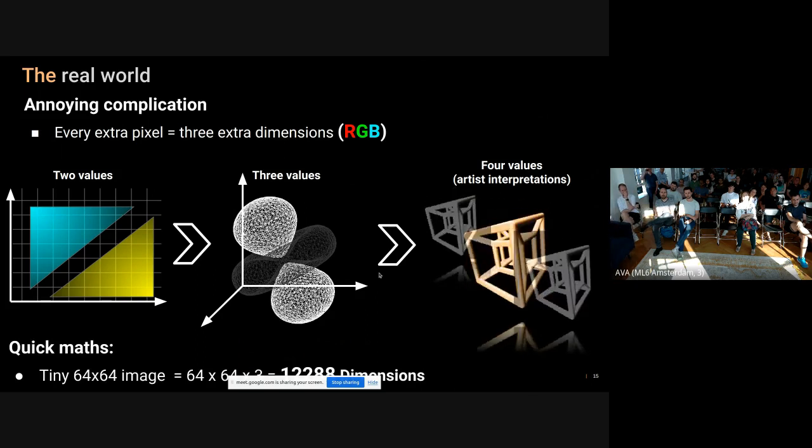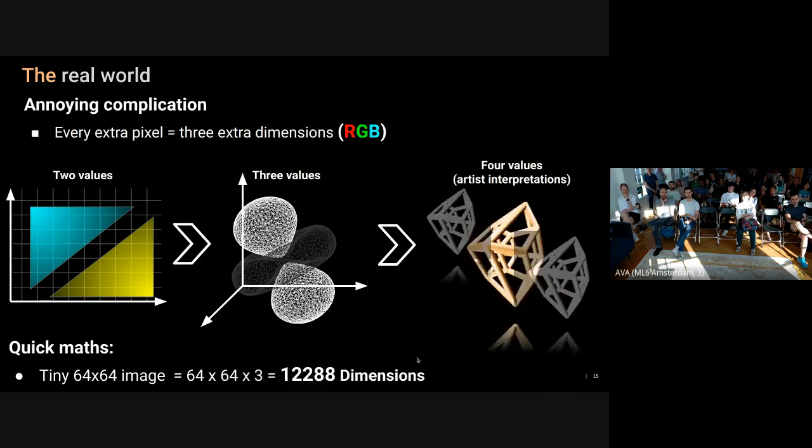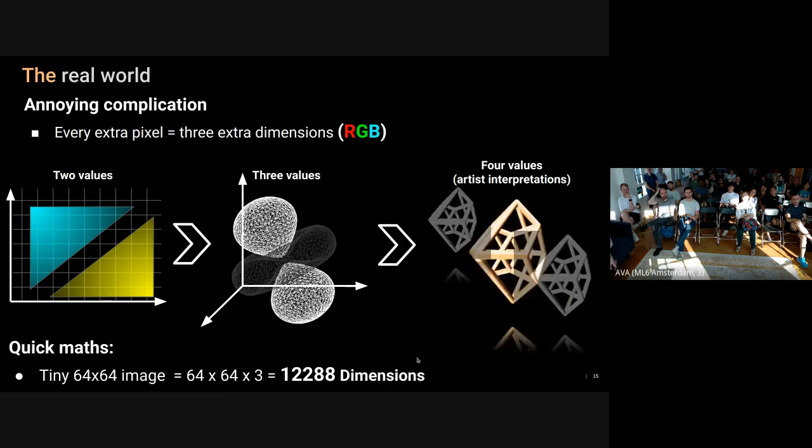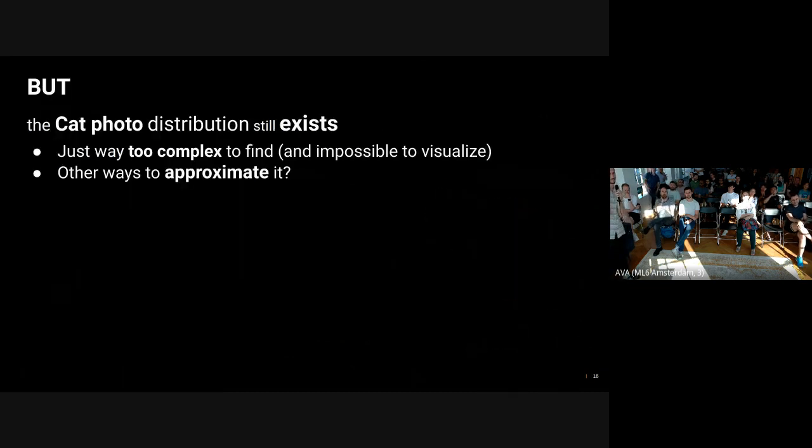So let's do some quick math. So for a very tiny image of 64 by 64 pixels, that would actually give us 12,300 dimensions. So that's a very complex space. But the important point of that space is that there still is a cat image distribution. It still exists. It is just really hard to visualize and to model. But maybe there are ways to approximate it.